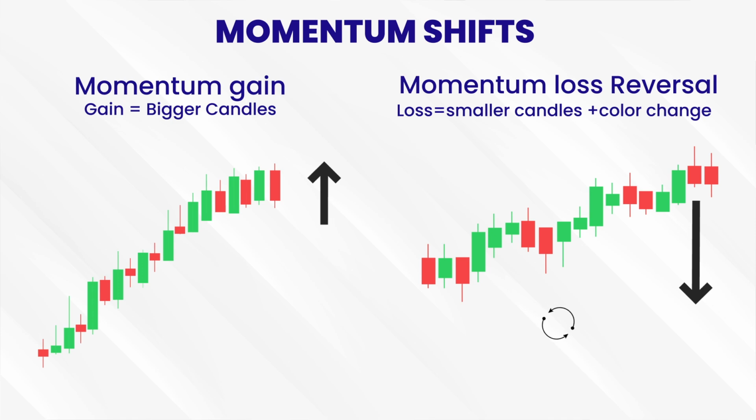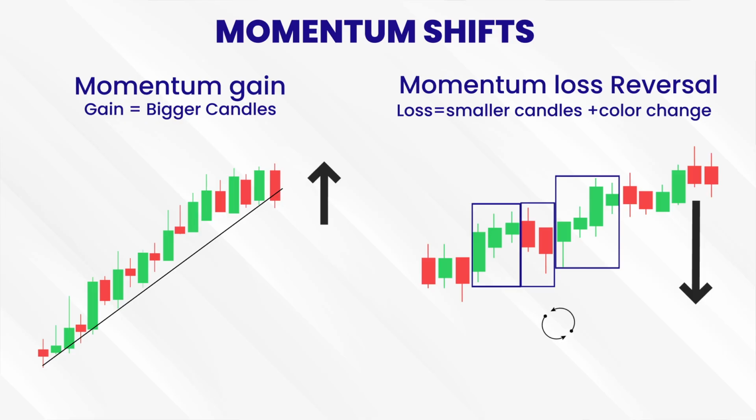Bigger candles show that the market is confident and pushing strongly in one direction. When the candles start to shrink, it means that strength is fading. If the colors flip from green to red or red to green, it's often a warning sign that the trend could be reversing soon.